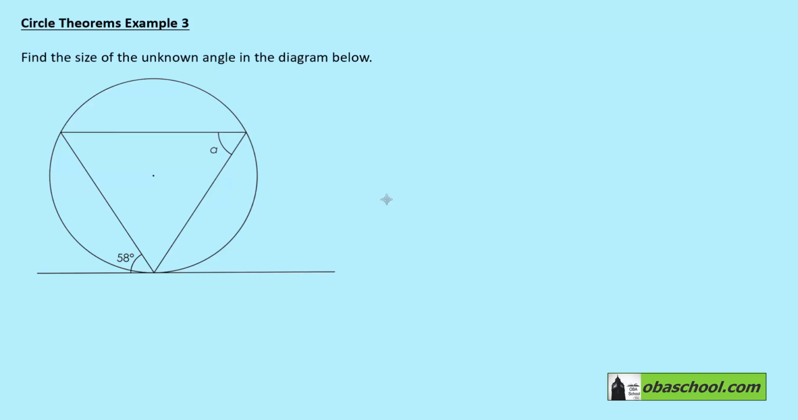Find the size of the unknown angle in the diagram below, in other words, this one over here. Now, in order to do this, we need to add some extra lines to the diagram. If you haven't seen this done before, it's unlikely that you would come up with this. So the center of the circle is here. What I'm going to do is add in those 2 radii.